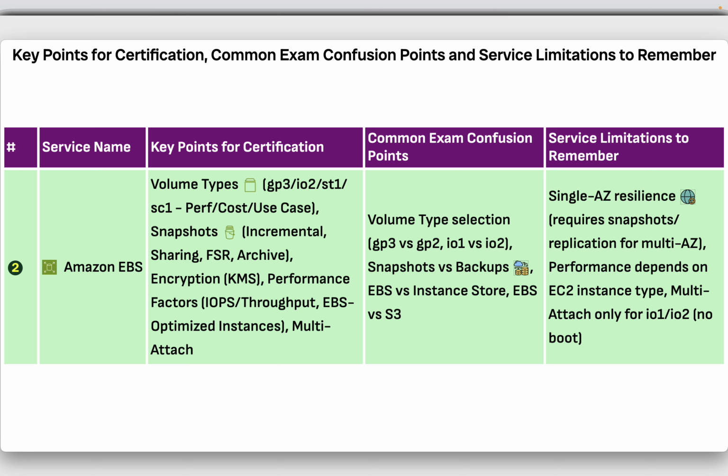Limitations: this is single availability zone resilience. It is availability zone resilience. It does not span to a regional level. Okay, and it needs snapshots and replication. Performance depends on the EC2 instance type. Multi-attach is only for IO1 and IO2, and this cannot be a boot device.